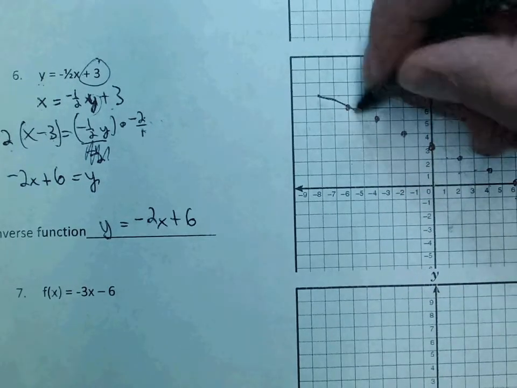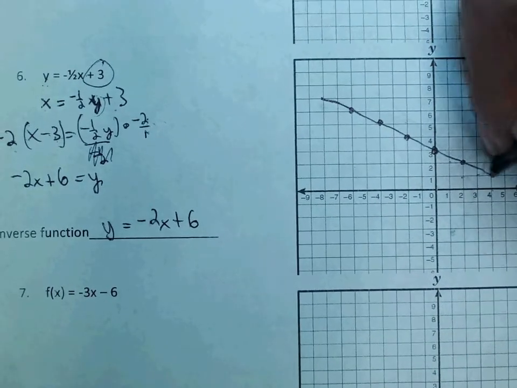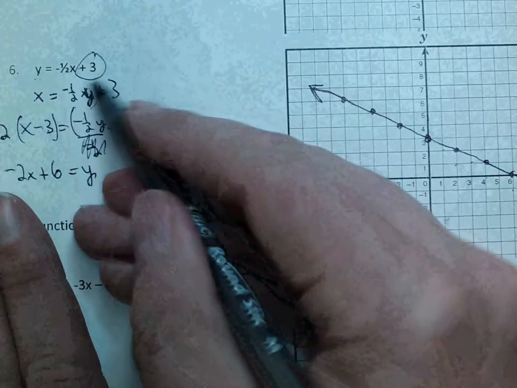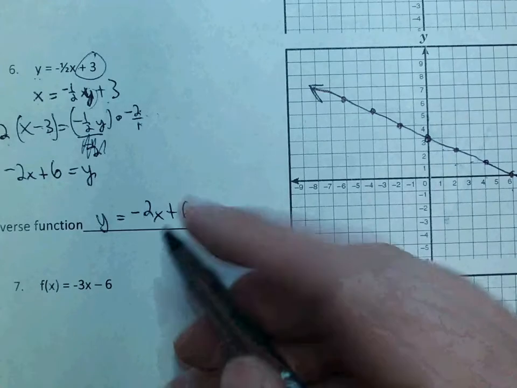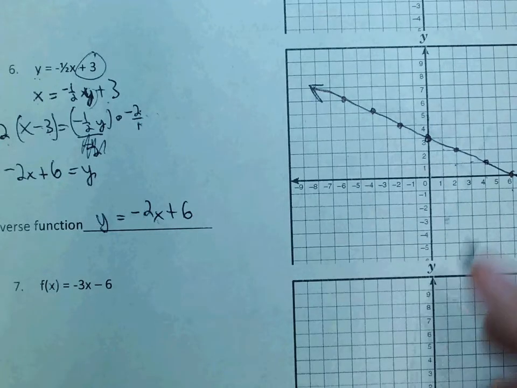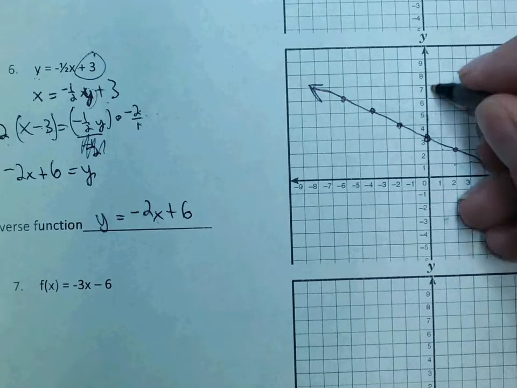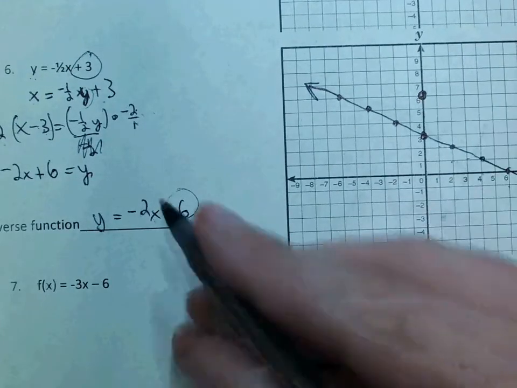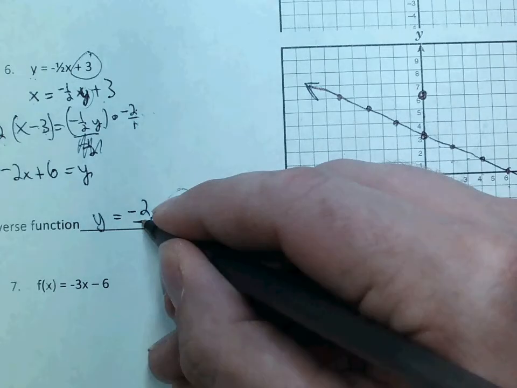I think that's enough. So there's a continuous function. All the in-between x values make sense, so we can connect the line. We're also going to graph the inverse function, y equals negative 2x plus 6. The y-intercept is 6, so we're going to put that on the y-axis. The slope is negative 2.